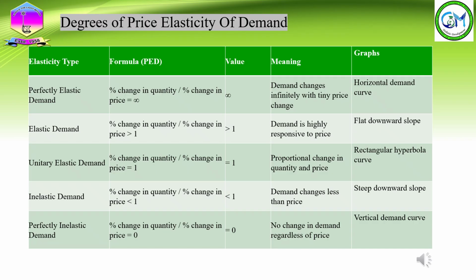Next, perfectly inelastic demand. It is the opposite of perfectly elastic demand, under which irrespective of any rise or fall in the price of a commodity, the quantity demanded remains the same. Elasticity of demand in this case will be equal to 0. There is no change in demand regardless of price. Its curve is a vertical demand curve. These are all the different types of price elasticity of demand.